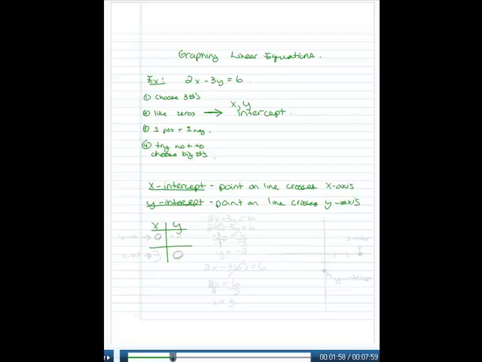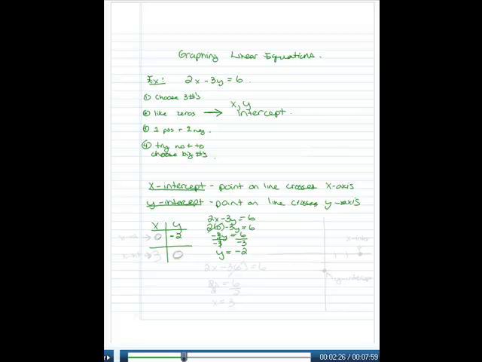Okay, so again, looking at the equation above, you have 2x minus 3y equals 6. The first time, let's make x 0. So I have 2 times 0 minus 3y equals 6. That cancels. I'm left with negative 3y equals 6. To get y by itself, you're going to divide by negative 3. So you have y equals negative 2. So my first point is x is 0 and y is negative 2.